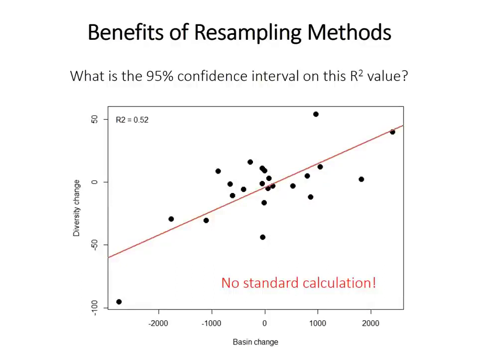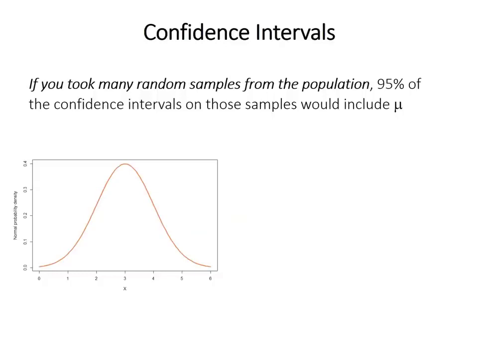So you might remember the definition of a confidence interval on the mean. We'll step back from the r-squared and talk about the mean first, because it's a simpler example and we can demonstrate how the method works. Basically, if you took many random samples from the population, 95% of those confidence intervals would include the true population mean, mu. So I will illustrate how this works if we had a known population.